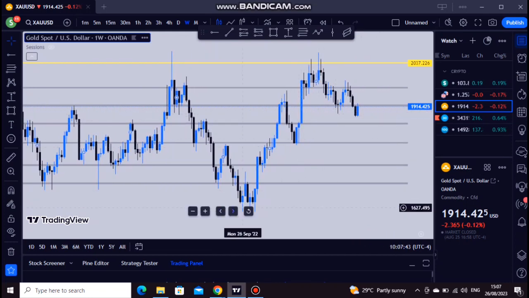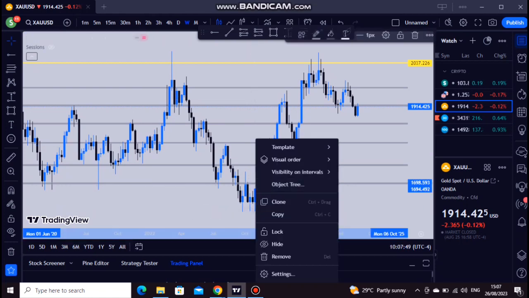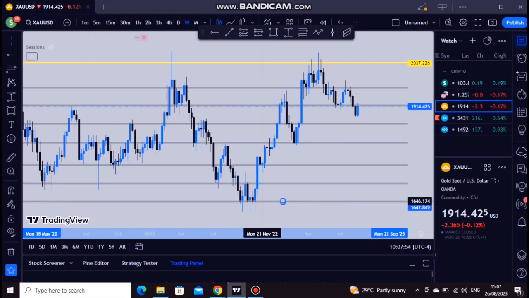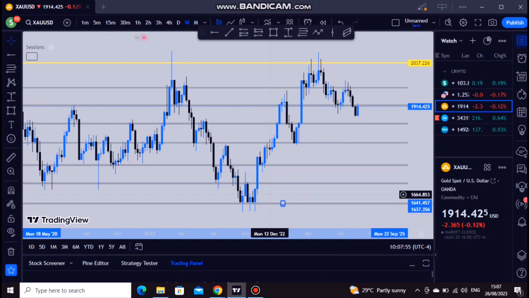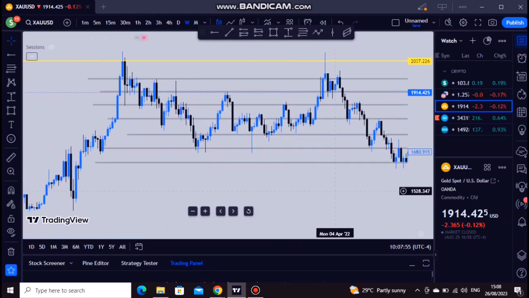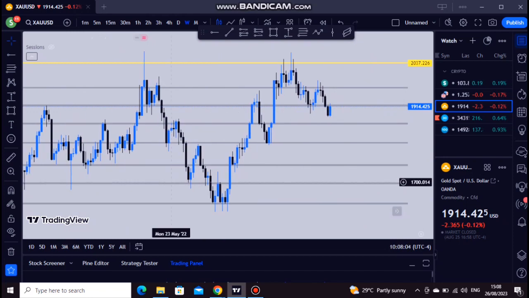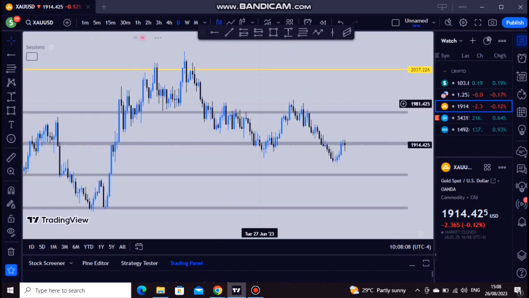And right here is a very nice support for me, because we had a double bottom there, and I value that a lot on gold. Double bottom, that's very nice. You can see the way the market is rejecting on that area here. You see it yourself. So let's go to the daily time frame and see what it says.